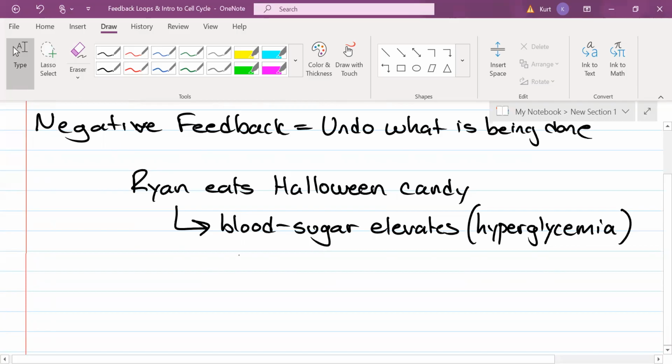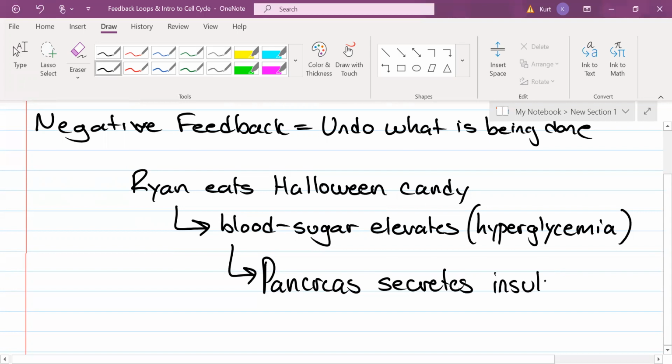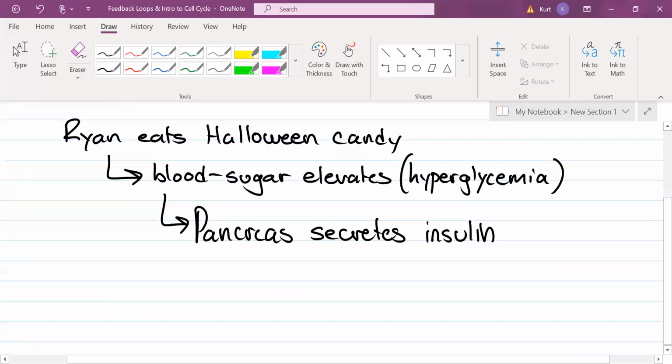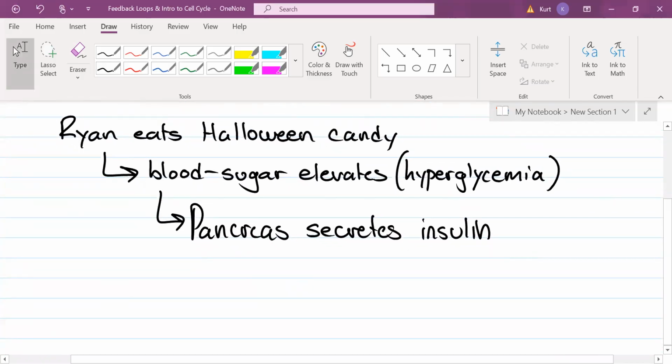So in response to Ryan's high sugar levels in his blood, the pancreas secretes insulin. Insulin is a hormone. In individuals with type 1 diabetes, their immune system thinks that their pancreas is the bad guy. And so their immune system attacks their pancreas, hence they can't secrete insulin. And they cannot do what I'm about to say the insulin does. In type 2 diabetes, the body does not recognize the insulin that the pancreas is producing. And so sugar stays in the blood.